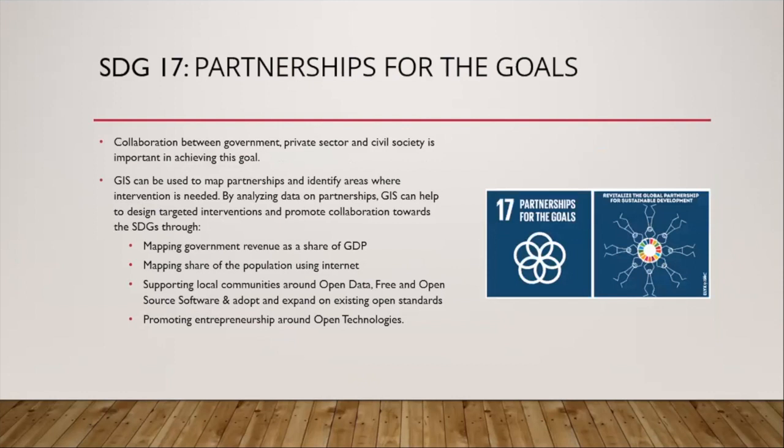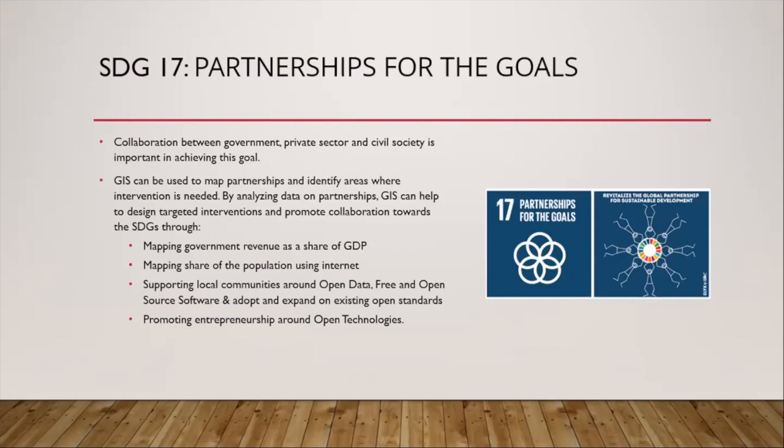SDG number 17, which is the last, is partnership for the goals. Collaboration is a very important aspect, both between the government, the private sector, and the civil society. Collaboration is very key in terms of achieving this goal. And we find that in achieving all the goals, we need the aspect of collaboration. We need the data and we need collaboration so that we can make informed decisions. So GIS can be used to map the partnerships and identify areas where intervention is needed. By analyzing data on partnerships, GIS can help to design targeted interventions and promote collaboration towards the SDGs.